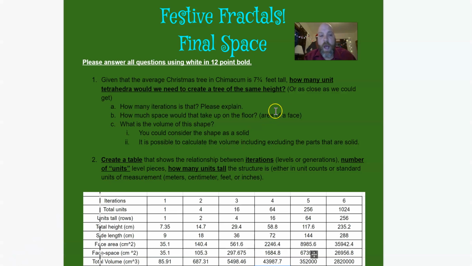So you really only have 3 questions. Start on this chart here, on this table. Don't worry about the other stuff that came later. You just need to figure out how many iterations, how many different levels does it take to get to the Christmas tree. And then turn in what you have.